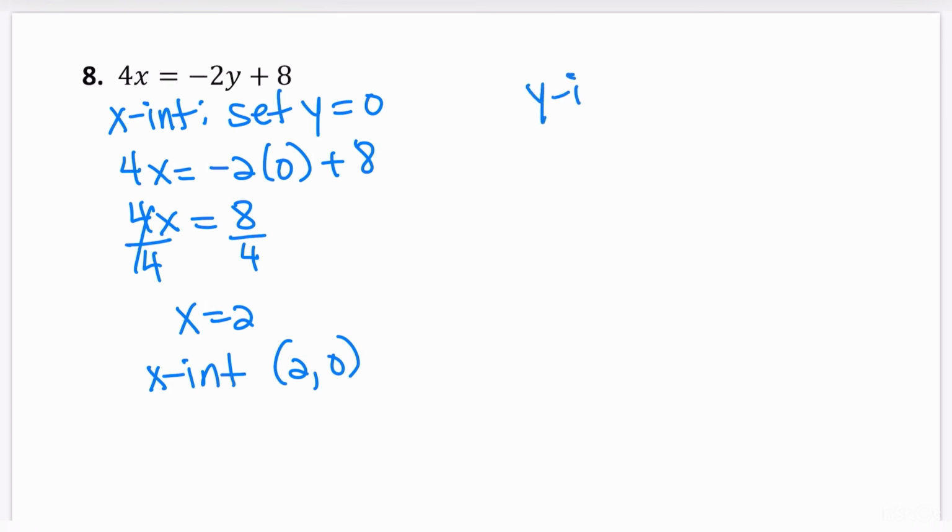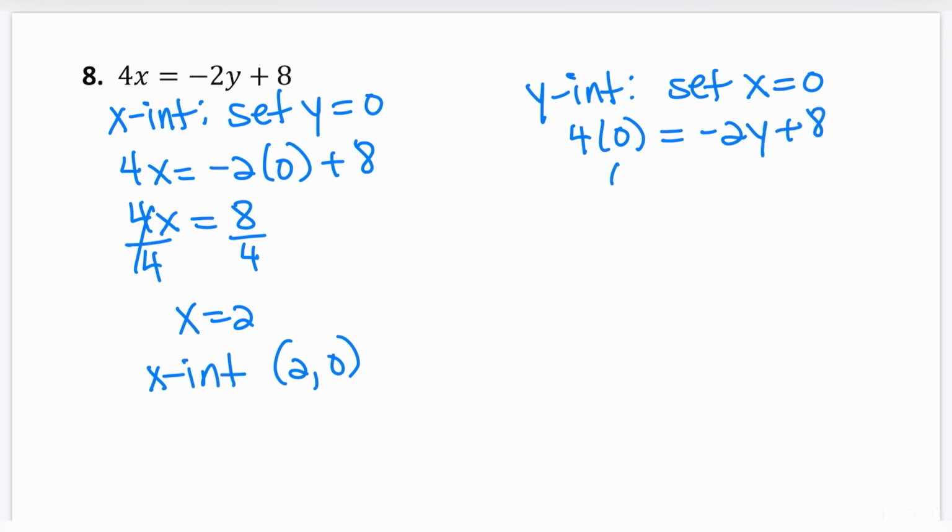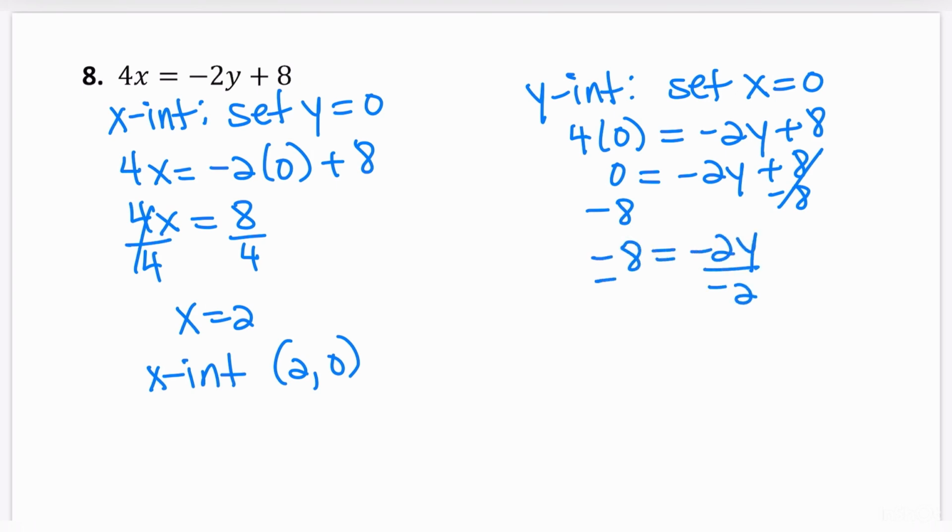To find the y-intercept, I'm going to set x equal to 0. So 4 times 0 equals -2y plus 8. 4 times 0 is just 0. Go ahead and solve for y. Take away 8 from both sides. -8 is equal to -2y. Divide both sides by -2. So y is equal to +4. That means the y-intercept is the point 0, 4.